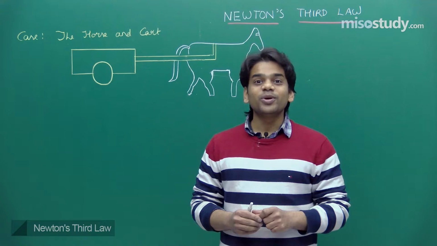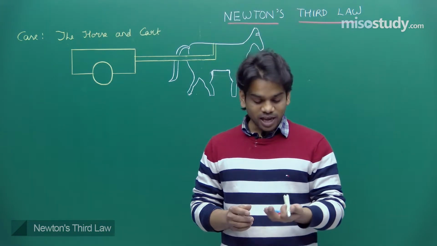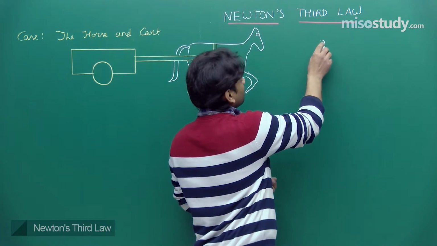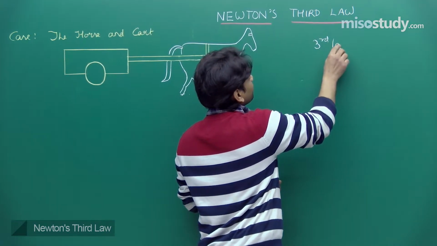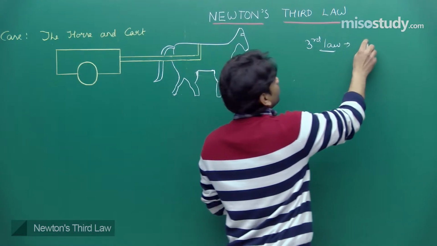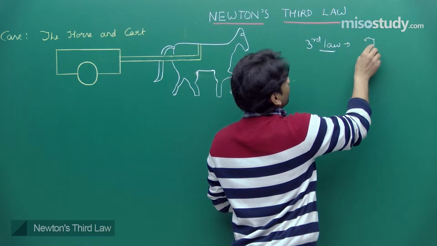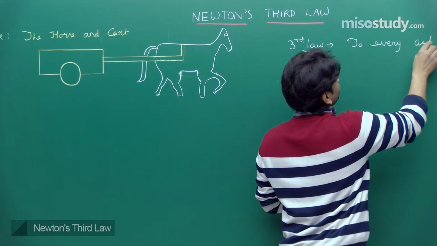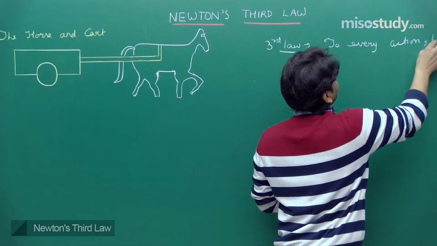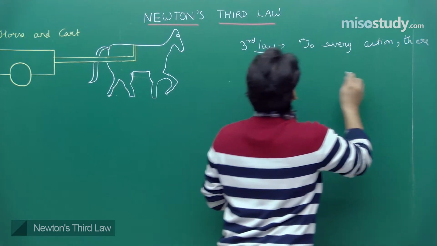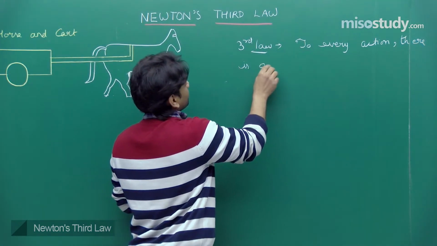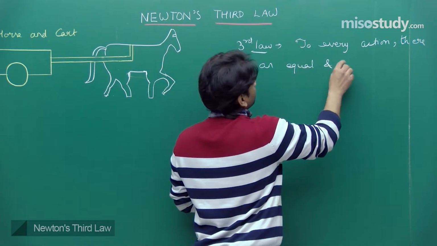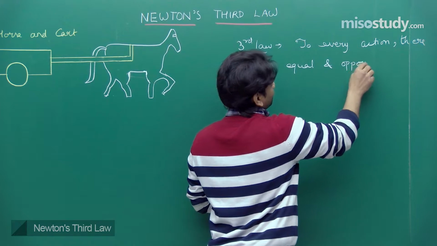It says that to every action there is an equal and opposite reaction. So let me write down this statement, which most of you already know. Third law, the statement is: to every action there is an equal and opposite reaction.